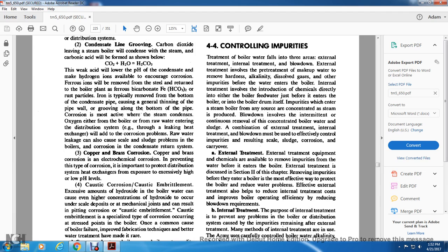The internal treatment involves the introduction of chemicals directly into either the boiler feed water just before it enters the boiler, or into the boiler drum itself. Impurities within the steam boiler are concentrated as steam is produced. Blowdown involves the intermittent and continuous removal of the concentrated boiler water sludge. A combination of external treatment and internal treatments, and the blowdown must be used in excess to control the impurities resulting in scale, sludge, corrosion, and carryover.